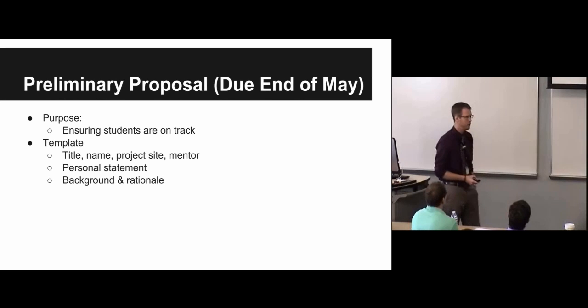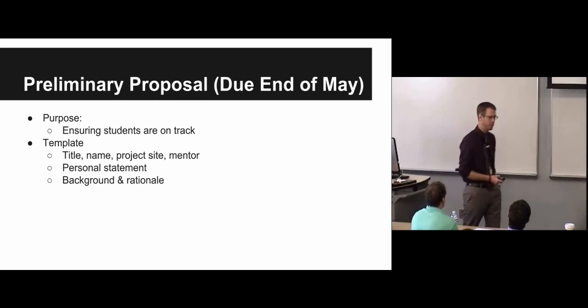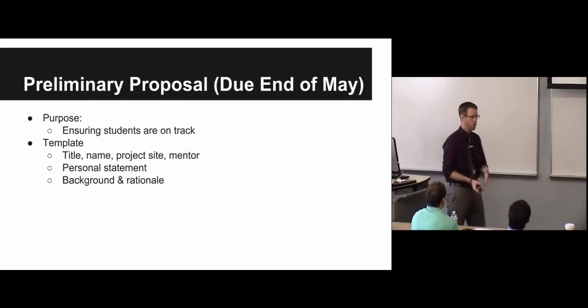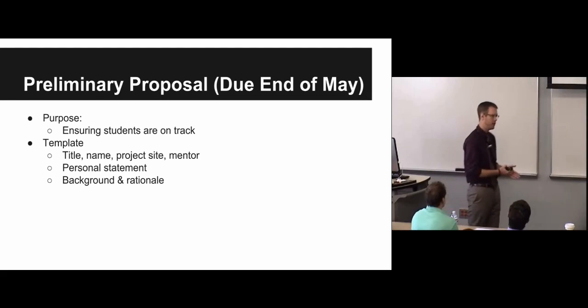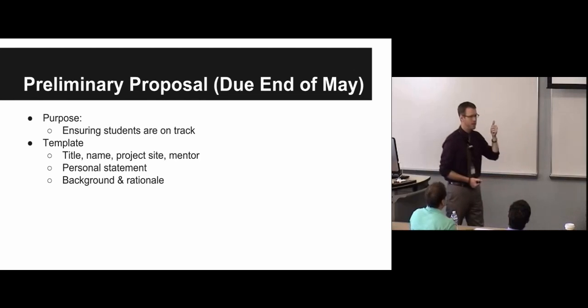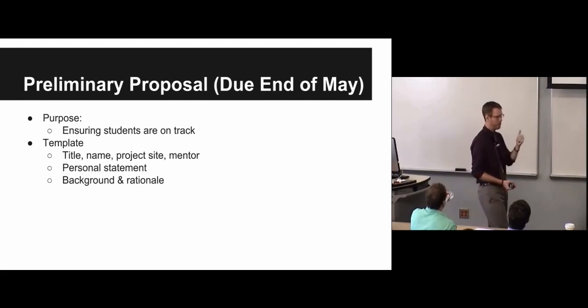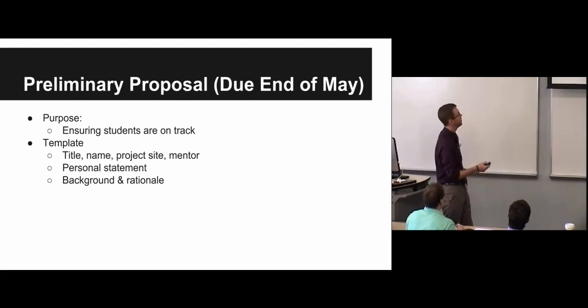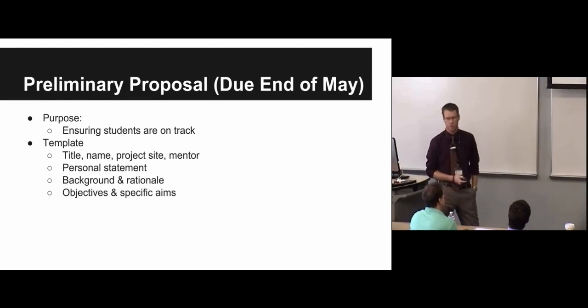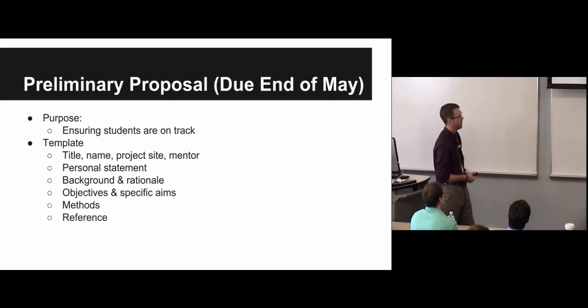Background and rationale is where you dig into the literature a bit. And you're trying to motivate your work and say, you know, why things haven't been done in this area or what can we extend. The mentor may be a really big help with this because you might be going into an area where you haven't read 50 papers on Alzheimer's disease. The mentor can definitely help you and guide you in your background and rationale. You'll want to put forward objectives and specific aims, discuss the methods, and then provide your references that are coming from your background and rationale portion, okay?